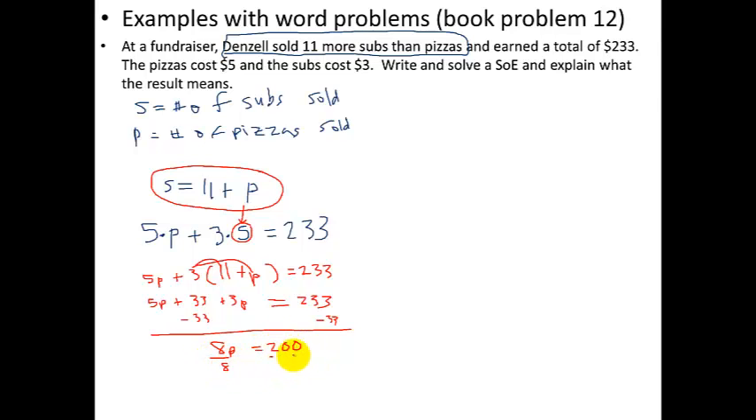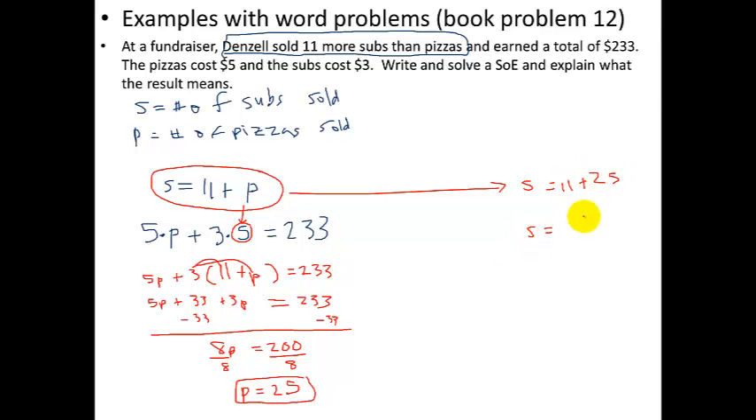Divide by 8. Divide by 8. So let's see, this is going to give me 25. P equals 25. So what does that mean? Well, P stands for the number of pizzas sold. So this means I've sold 25 pizzas. And then how many subs have I sold? Again, I can use this equation right here. S equals 11 plus P, and P is 25. So S equals 25 plus 11 is 36. So this means I sold 36 sub sandwiches and 25 pizzas to raise a total of $233.